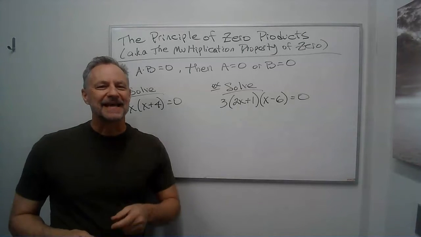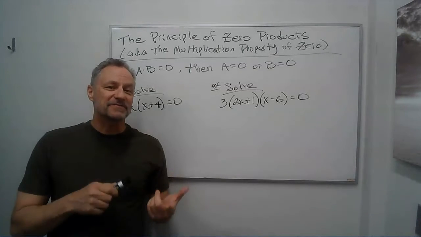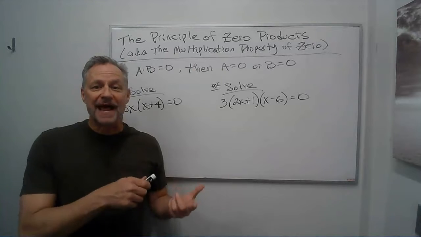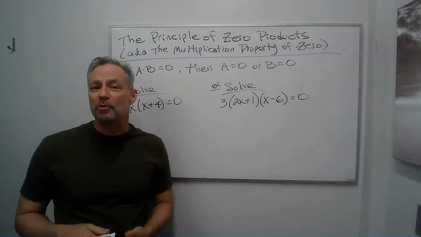It's Professor Monty. We're looking at the principle of zero products, also known as the multiplication property of zero.